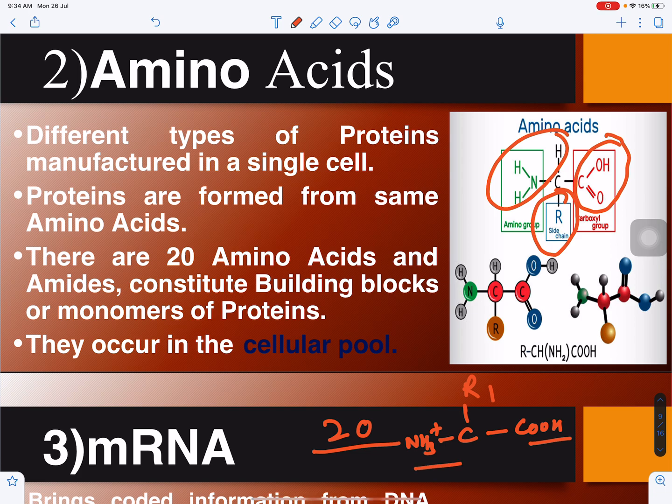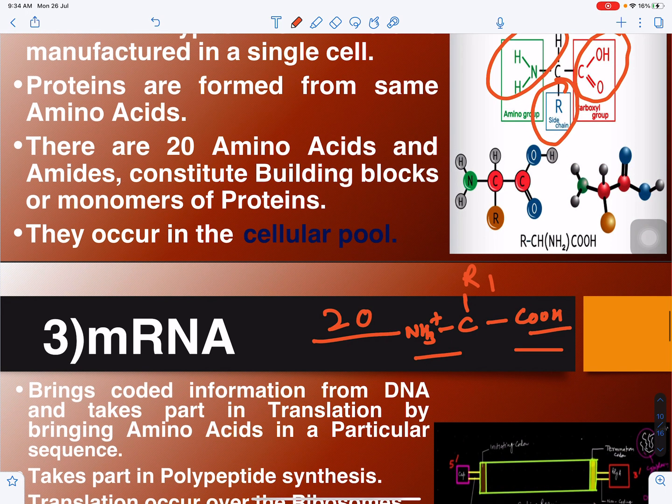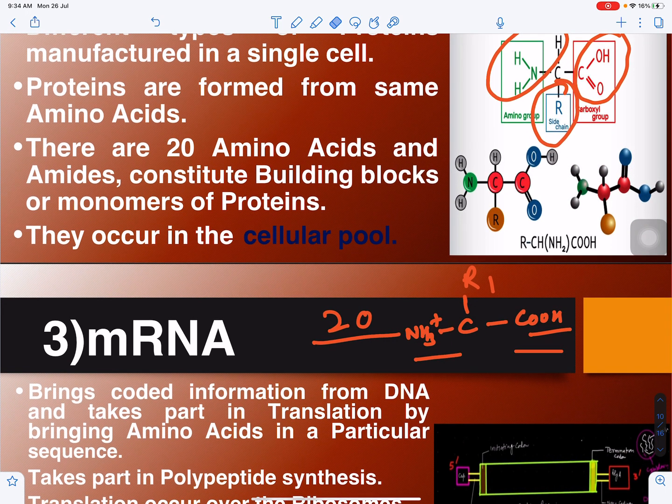So these amino acids will get linked with each other. Like if we have one amino acid, it will get linked with another amino acid by the formation of the polypeptide chain. So there are 20 amino acids which will help in the formation of the protein. These are the amino acids which have been shown, which will get linked during protein synthesis.